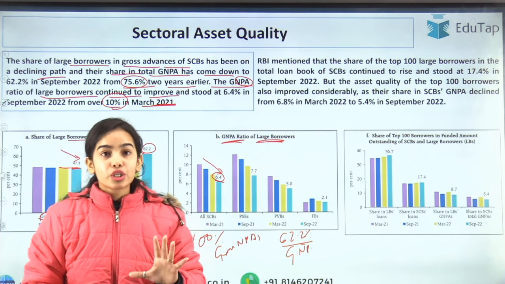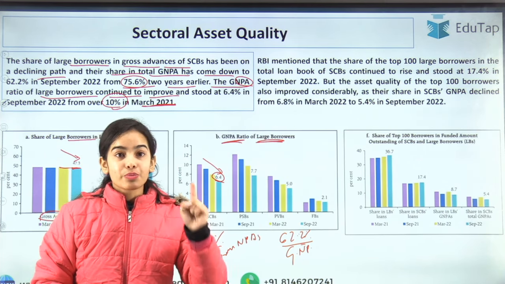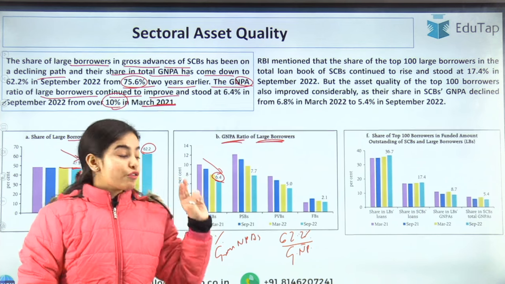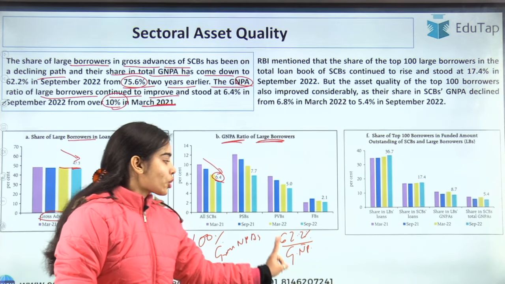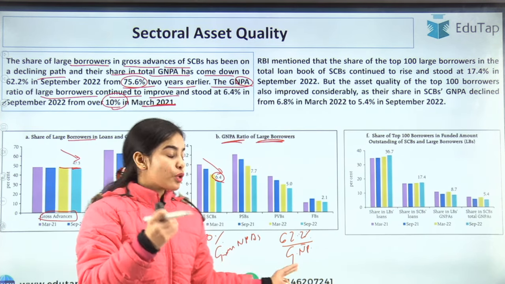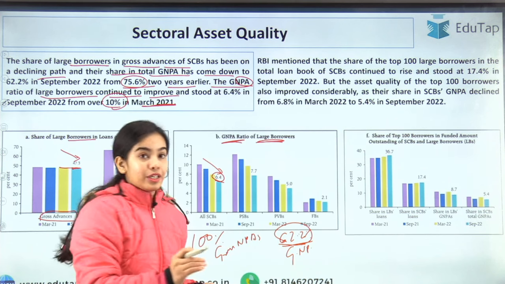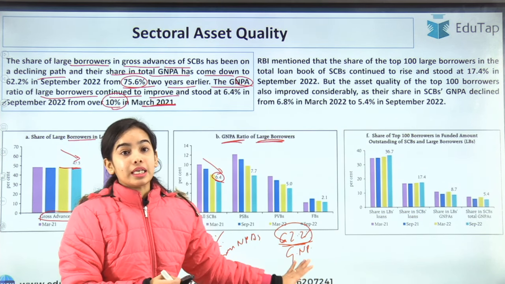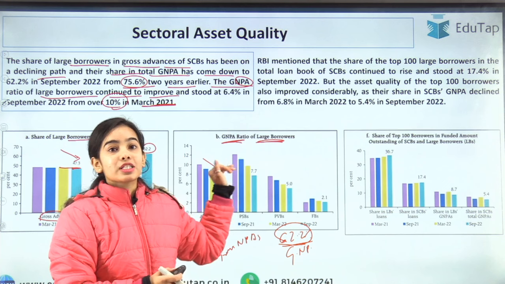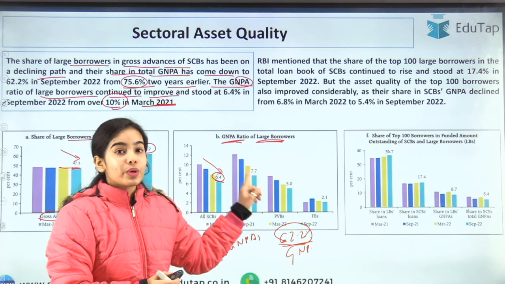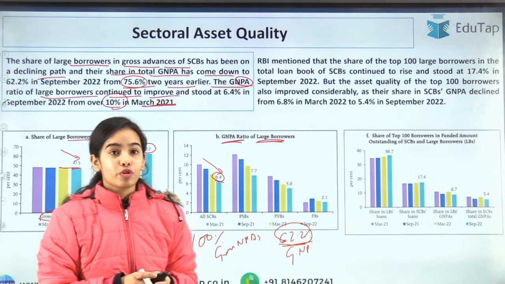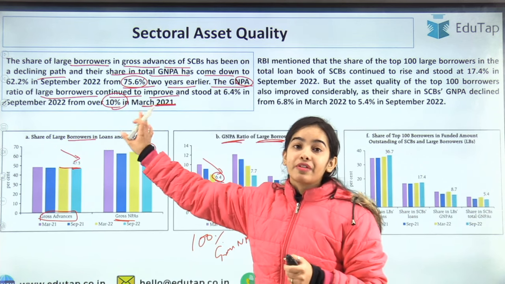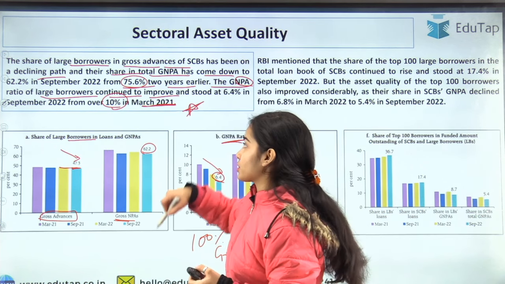So what we have understood is that the loans given to the large borrowers have declined. The share of gross NPAs from the large borrowers has also declined, which is a good thing. The GNPA ratio has also declined for the large borrowers, coming down to 6.4%. You have to remember this data very carefully because it was given in the newspapers also.